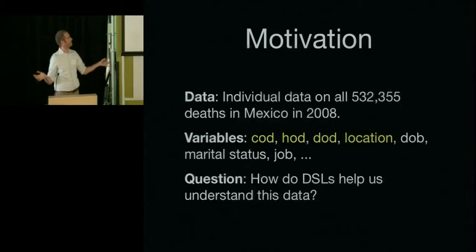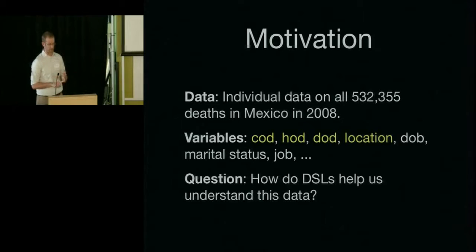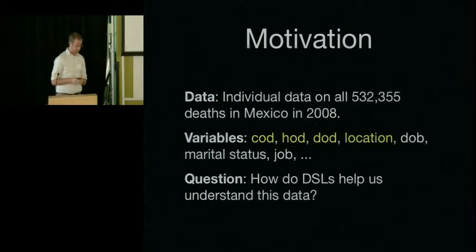So there's a whole lot of variables in this data set. I'm going to look at 3, so COD, the cause of death, HOD, the hour of death, DOD, the date of death, and then the location where they died. And what I'm going to try and focus on in this analysis is to look at how do those DSLs help us understand this data.